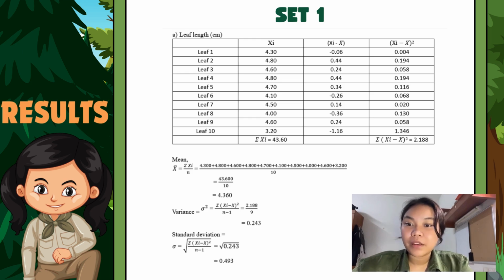Let's explain the results of lab 1, where we start with set 1. For set 1, we check the leaf length, where the mean is 4.360. The mean we get from the table above, where we divide by the 10 leaves. Followed by the variance, which is 0.243, and the last one is the standard deviation, where the answer is 0.493.